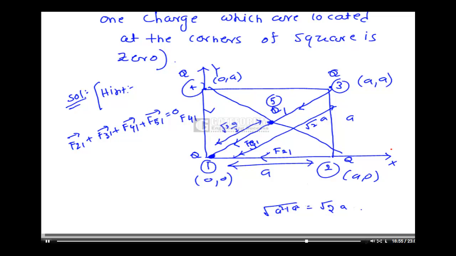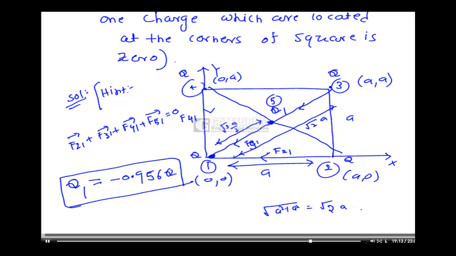If you do that, you will get the answer: Q1, the point charge needed at the center of the square, is equal to minus 0.956 Q. That is approximately Q1 equal to minus Q. If you keep that one, equilibrium is maintained. So solve this problem and verify your answer. You just have to calculate the forces acting on one charge because of the remaining 4 charges. That's all. You can solve this problem very easily.